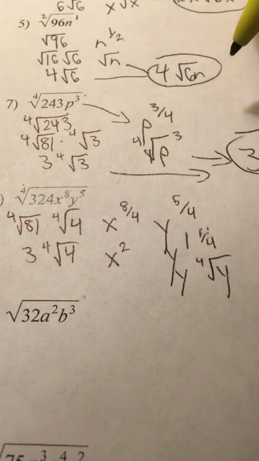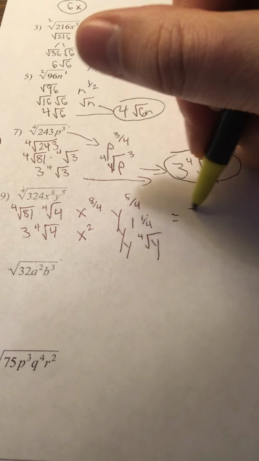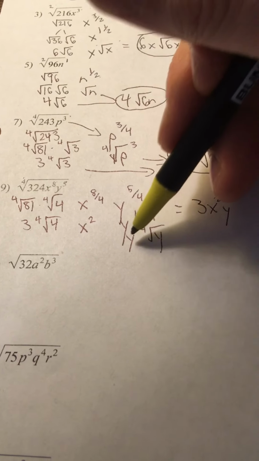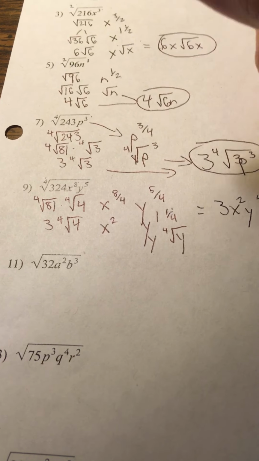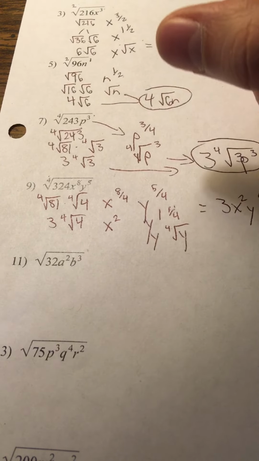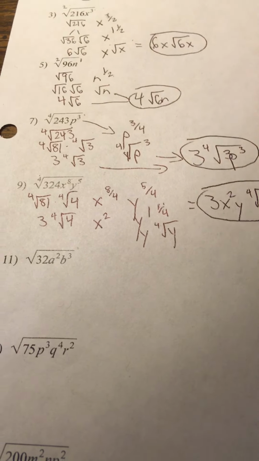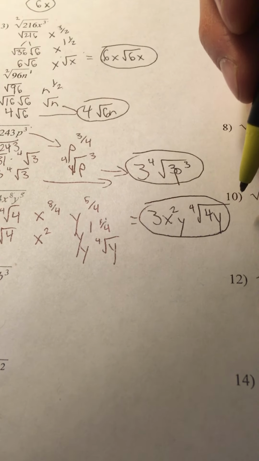So now put it all together. That answer is going to say 3x squared y. It's not y to the 4th, that's y, and then 4th root of y. And then 4th root of, I'm going to have a 4 and a y. Oops. 3x squared y, 4th root of 4y.